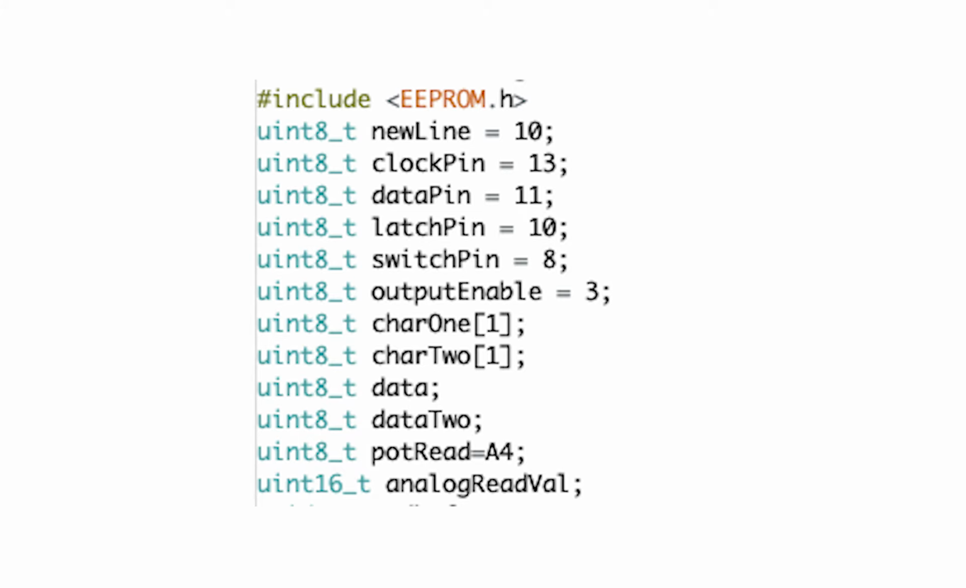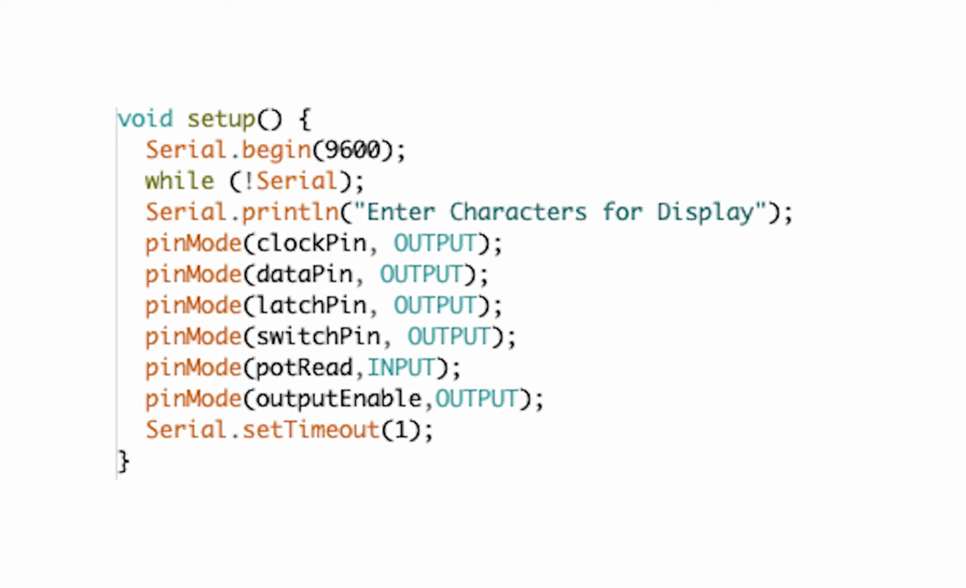Next, in void setup, the pins are set up as their respective inputs and outputs, and then the serial set timeout, which controls how long the serial monitor takes to read the input, is set to 1 millisecond.